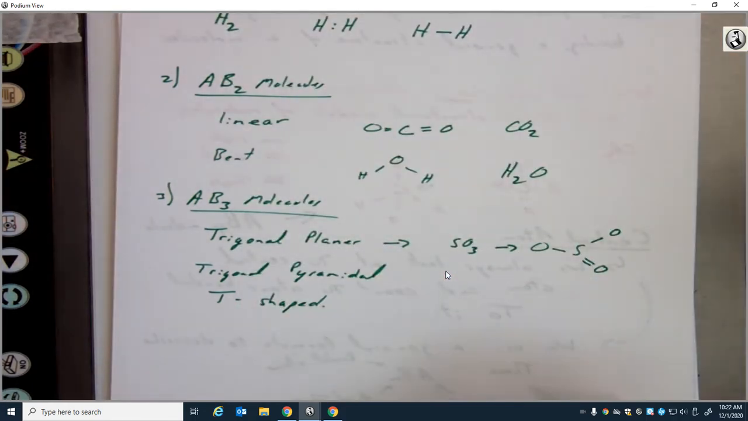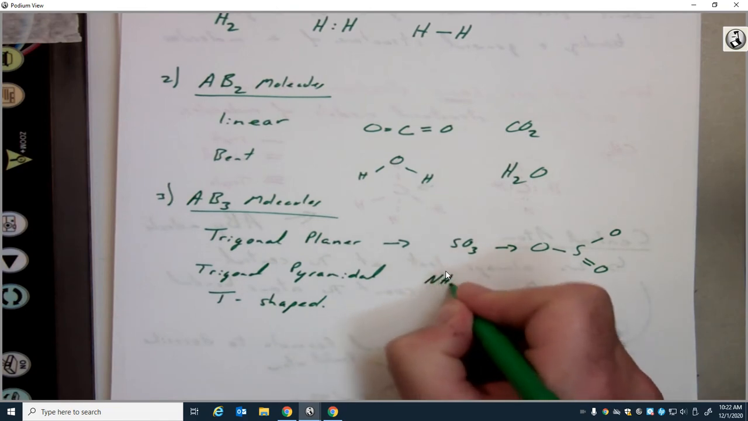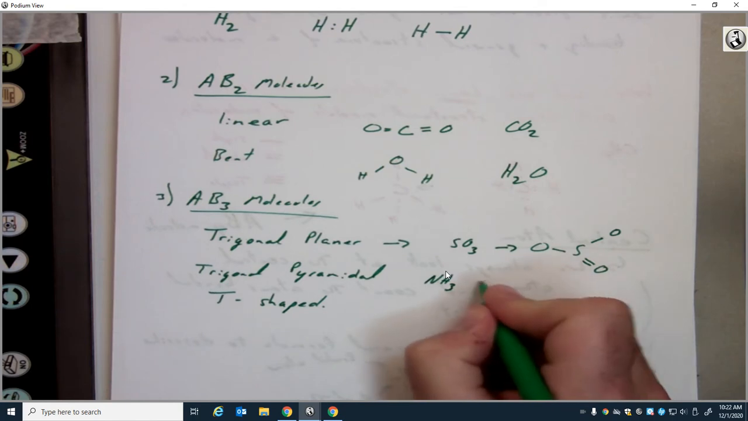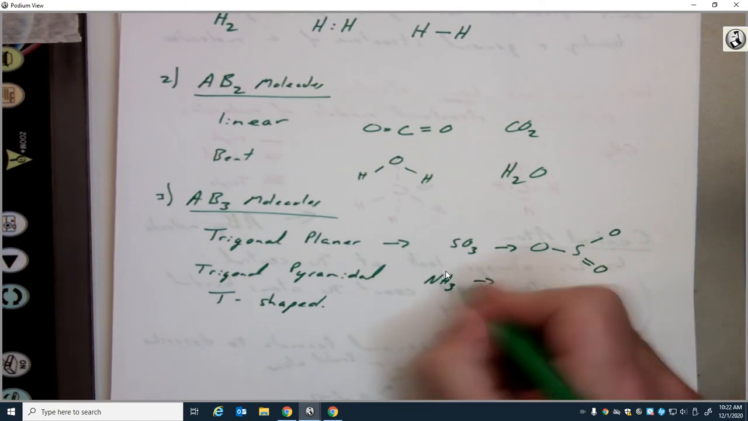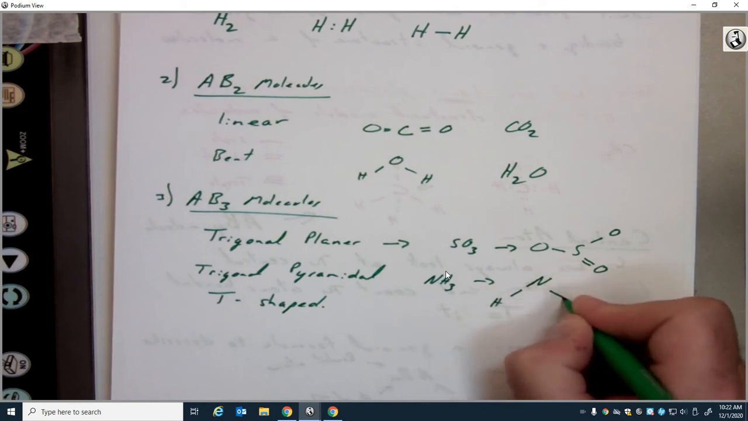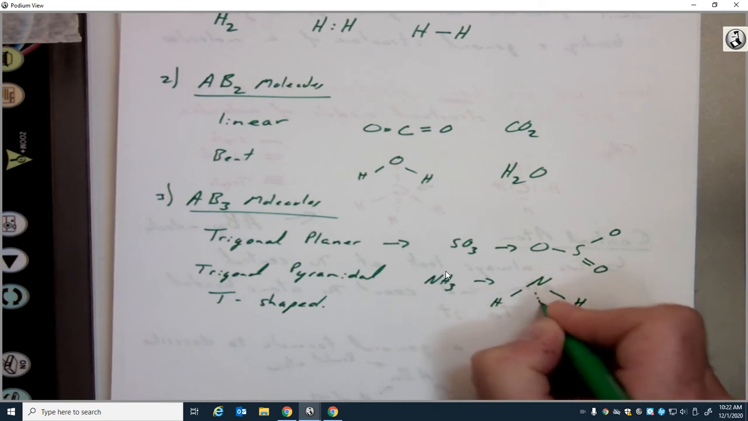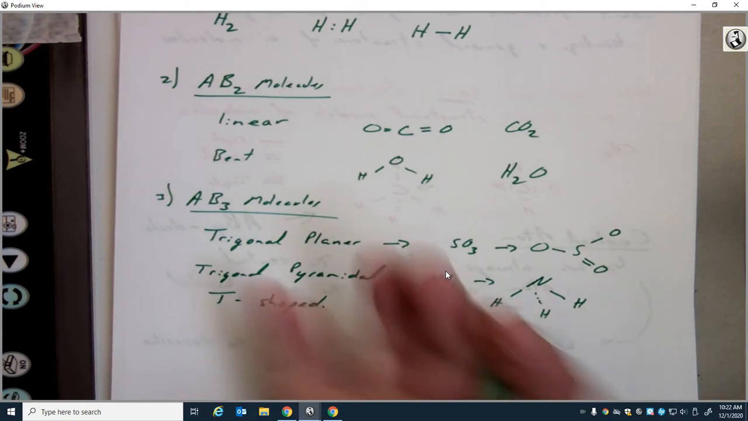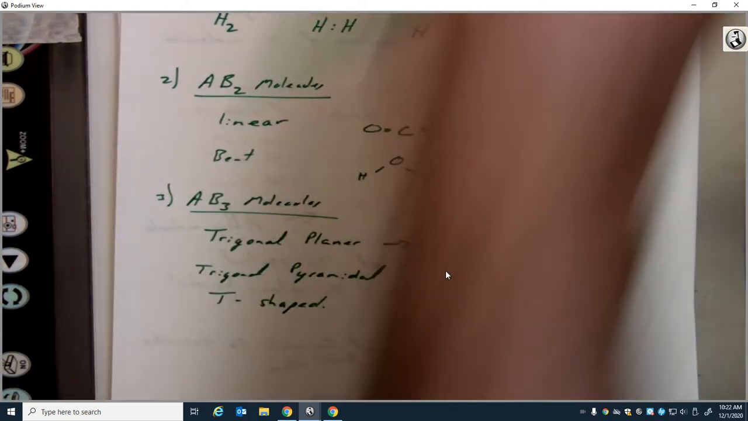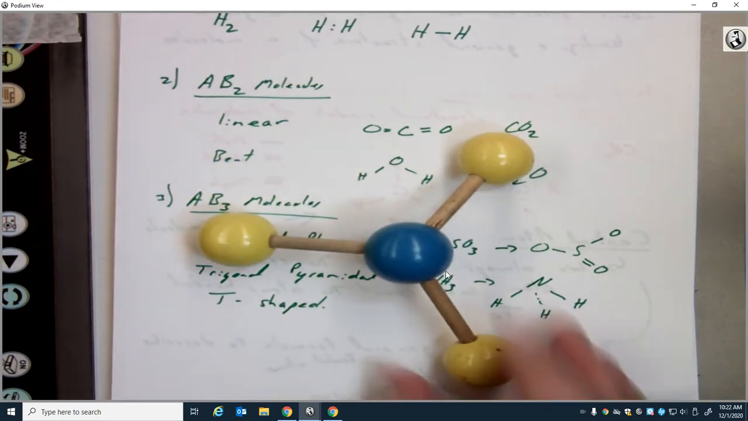Our trigonal pyramidal example, ammonia, is the one that we tend to use. Okay, there are others. When we draw a trigonal pyramidal, we draw it like this. Okay, and this is a dotted line, and that means the hydrogen's either coming out or going into it. And here's an example of trigonal pyramidal.